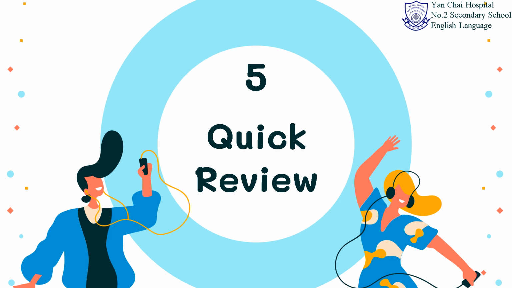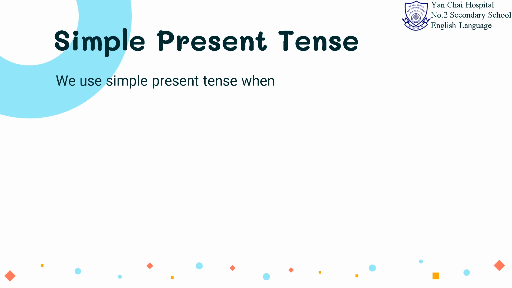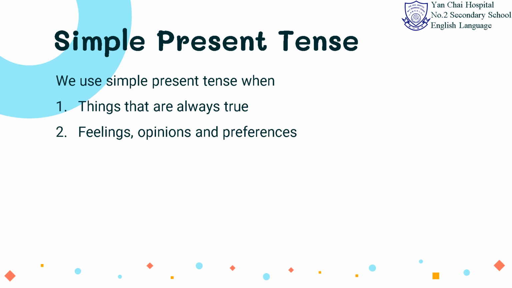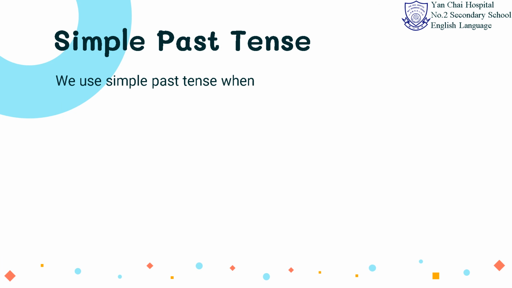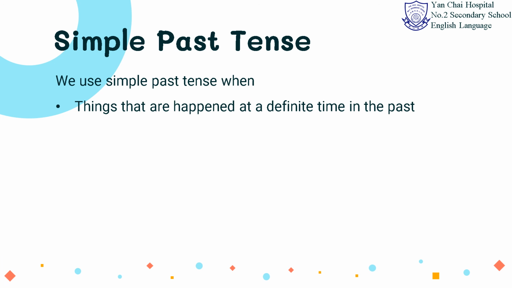Part 5. Quick review. We use simple present tense for things that are always true, feelings, opinions, and preferences, things that we do regularly. We use simple past tense for things that happened at a definite time in the past.